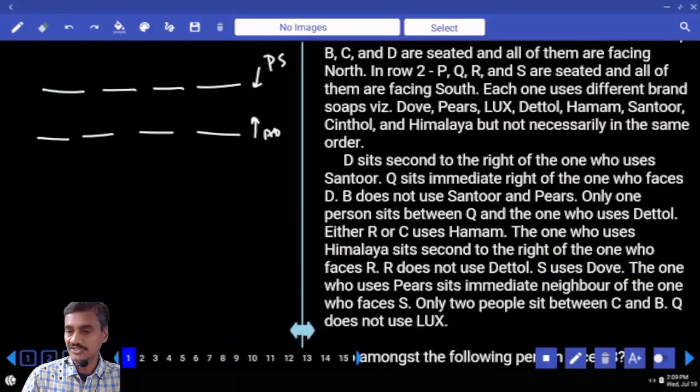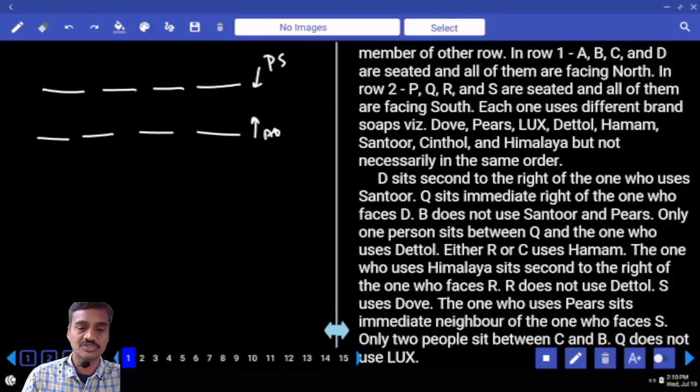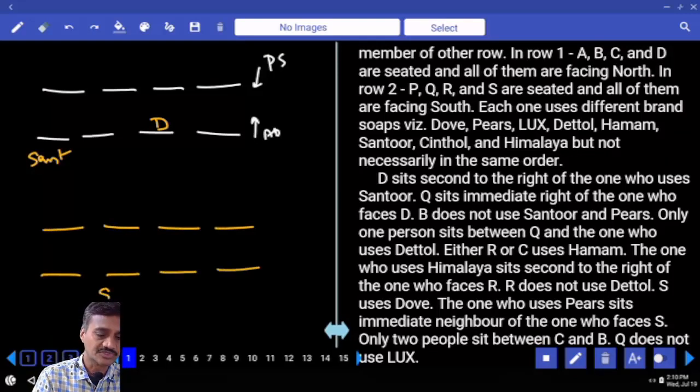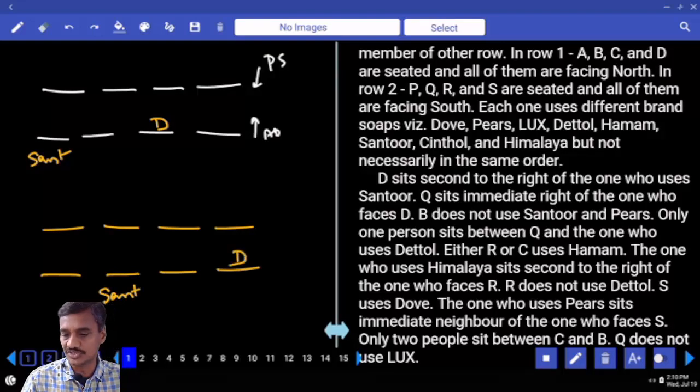Then D sits second to the right of the one who is using Santor. How many possibilities do we have? If Santor is here, D is seated second to the right of Santor. This is one such possibility. In the next one, if Santor is here, then D sits second to the right of the one who uses Santor. And Q sits to the immediate right of the one who is facing D.